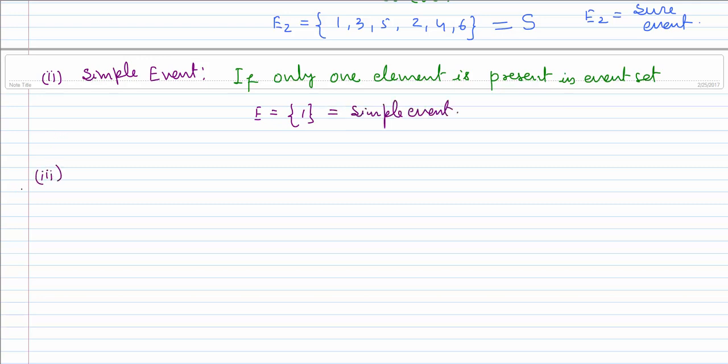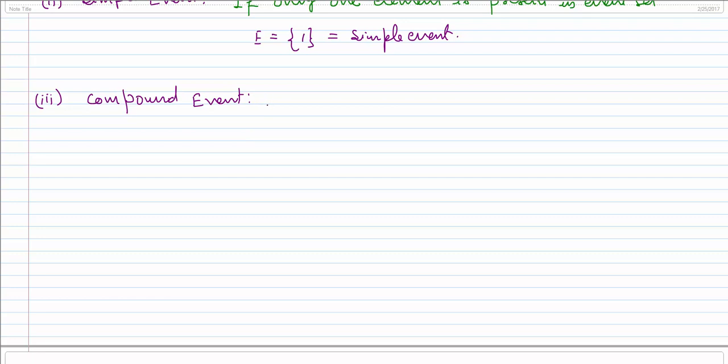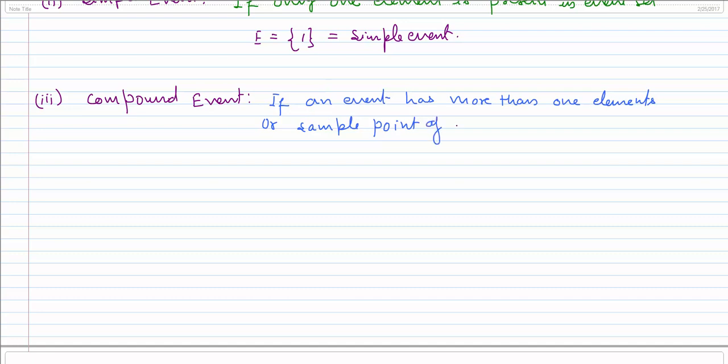Similarly, we have another kind of event, that is compound event. These events are categorized on the basis of the number of elements in the event. So if an event has more than one element or sample point, which is similar to an element, every outcome we can also call a sample point of a sample space, then we can say that the event is a compound event.